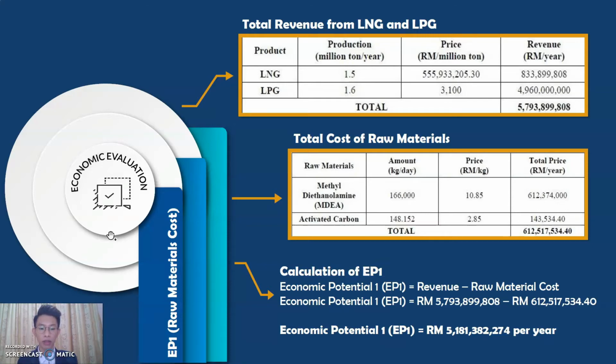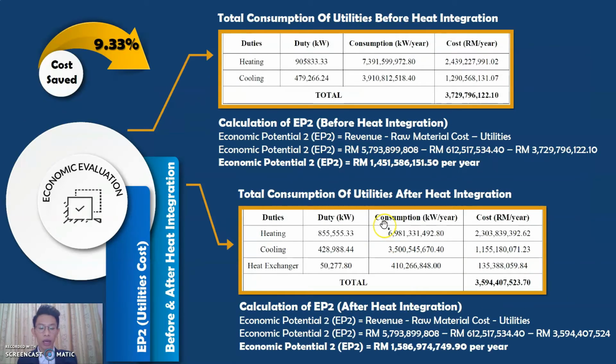Now, let's first take a look at economic potential 1, which refers to the net revenue after considering the raw materials costs. This table shows the total revenue generated is 5.79 billion ringgit Malaysia, while the total cost of raw materials is roughly 612 million ringgit Malaysia, and hence the EP1 value obtained is 5.18 billion ringgit Malaysia per year. And now, let's move on to economic potential EP2, which is the net revenue after deducting the cost for both raw materials as well as the utilities.